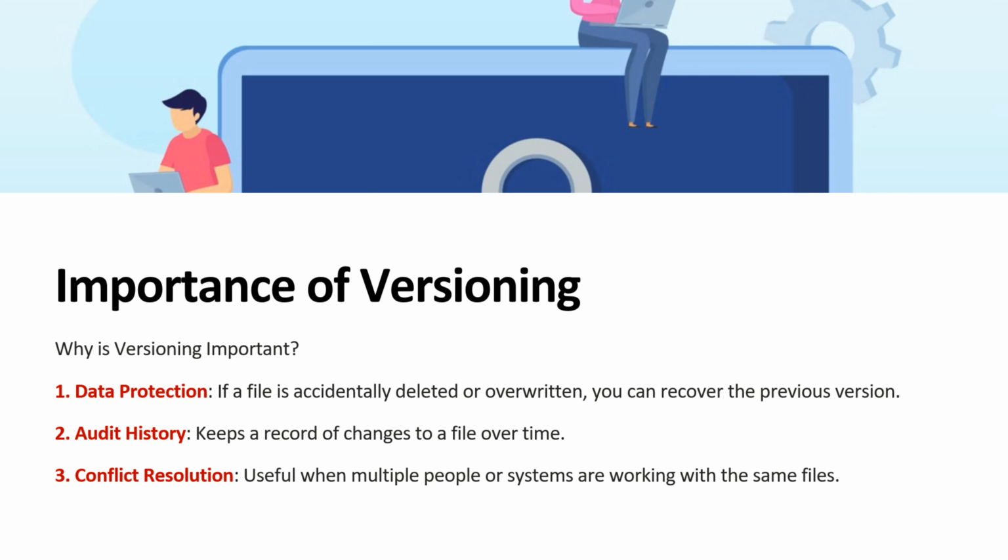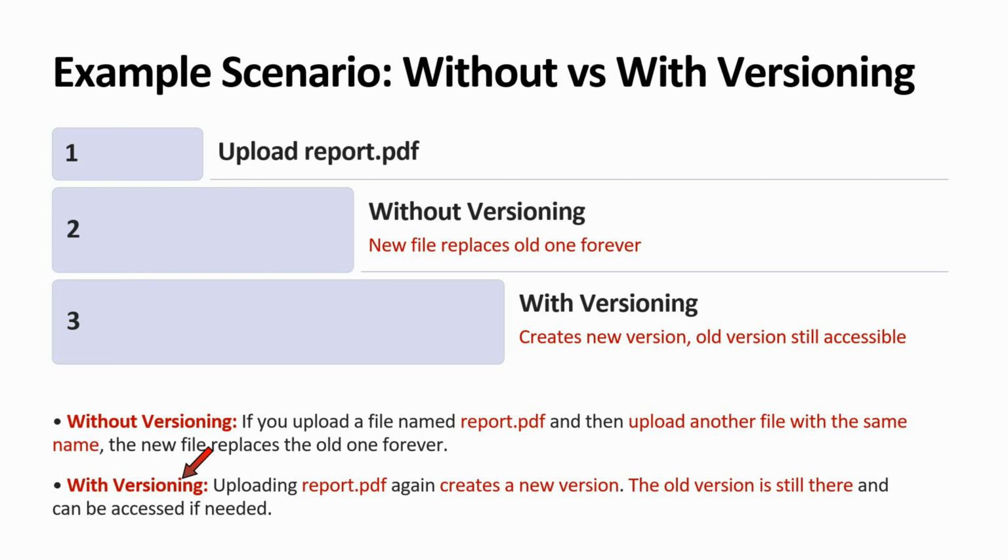Now we will see an example scenario of without versioning and with versioning. First we will see without versioning. If you upload a file named report.pdf and then upload another file with the same name, then the new file replaces the older one forever. Next we will see with versioning. Uploading report.pdf again creates a new version and the older version is still there, and the older version can be accessed if needed.